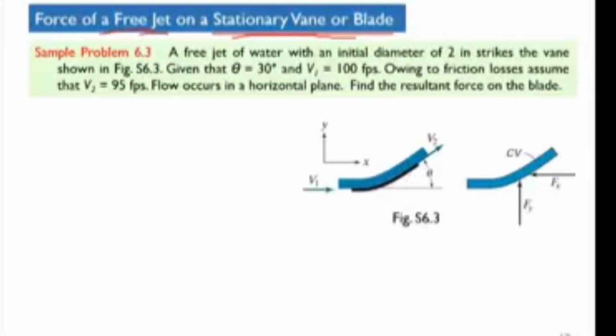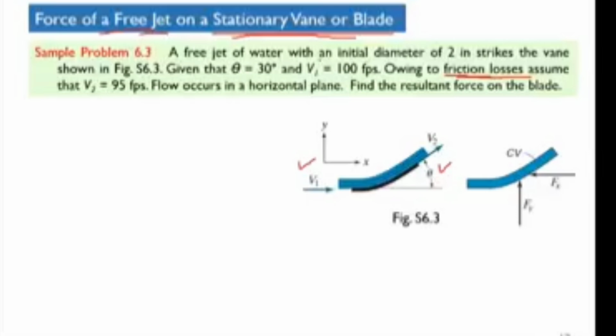So we consider this example. This is now a stationary vane, it is not moving, and we consider that the fluid is flowing over this vane with velocity v1 and then velocity v2. Clear? Because as the fluid flows, due to the friction losses the velocity is reduced to v2, and the fluid leaves with the velocity v2 at an angle theta.